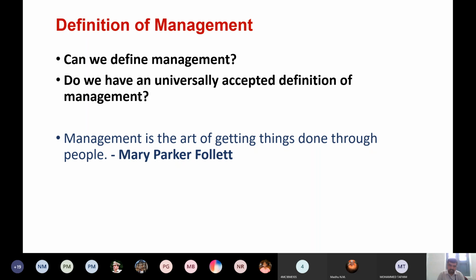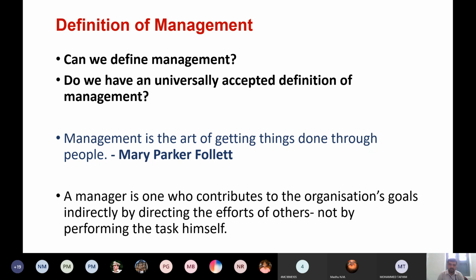Okay, in this statement, Mary Parker defined management as the art of getting things done through people. So that means there is human resource in every organization. So management is how effectively you can get work done from them. That is the role of management. A manager is one who contributes to the organization's goals indirectly by directing the efforts of others, not by performing the task himself.